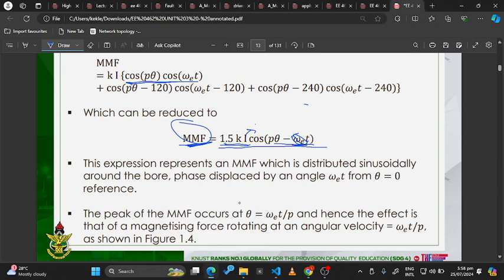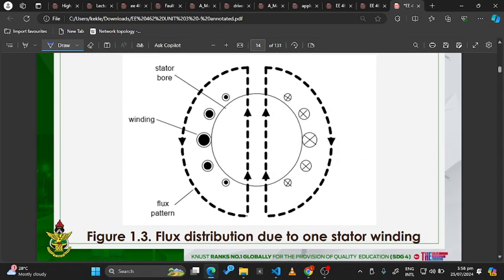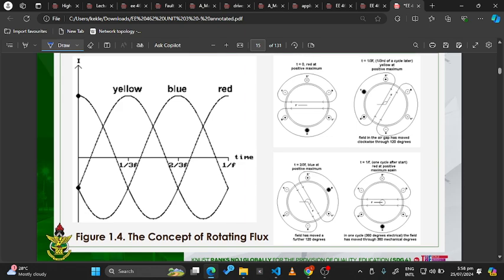So the peak of the MMF, as we've already proved, occurs when θ is equal to ωt divided by P. The effect is that of a magnetizing axis that is rotating at an angular speed equal to ω over P. Is that okay? So that is the idea of a rotating flux.